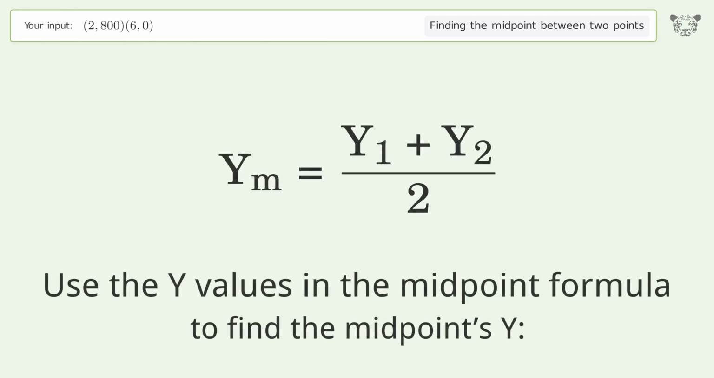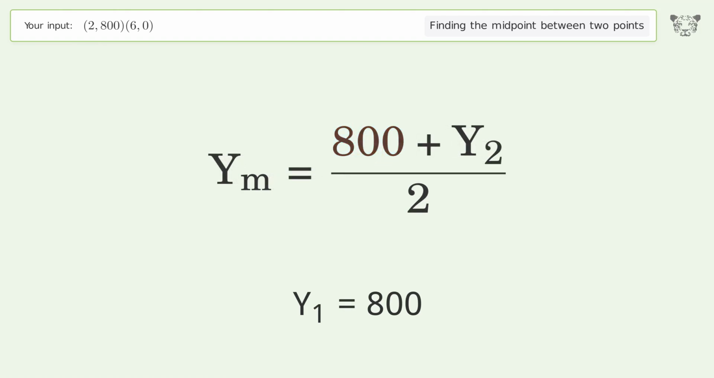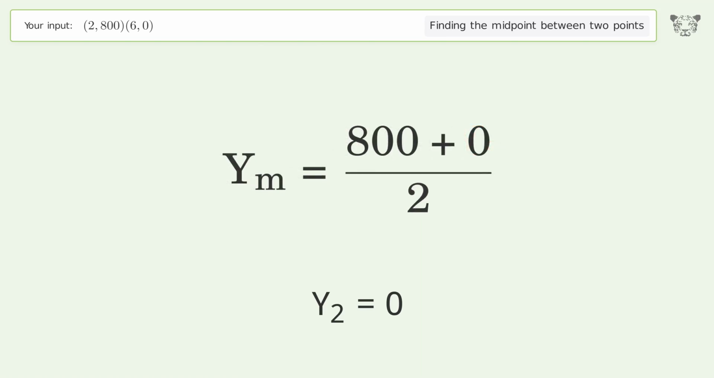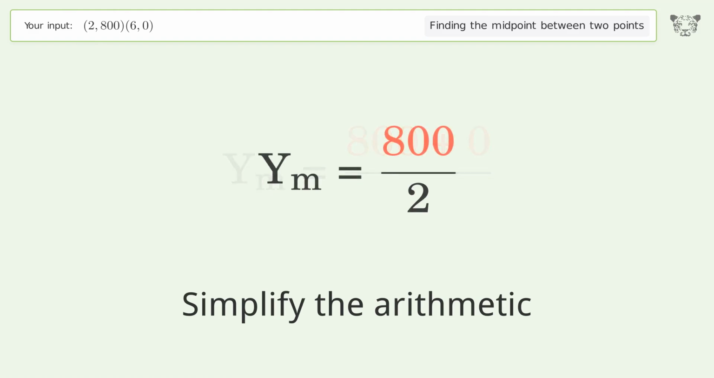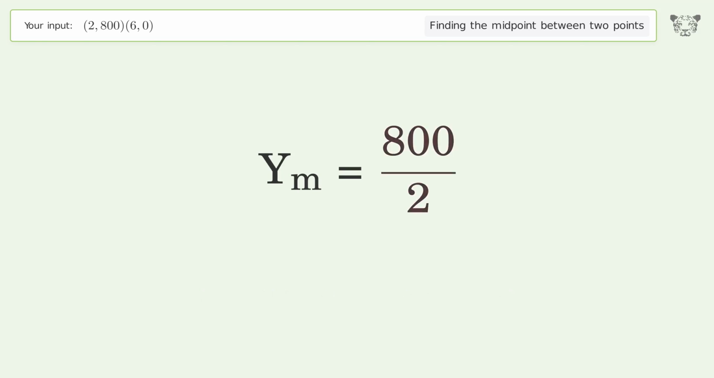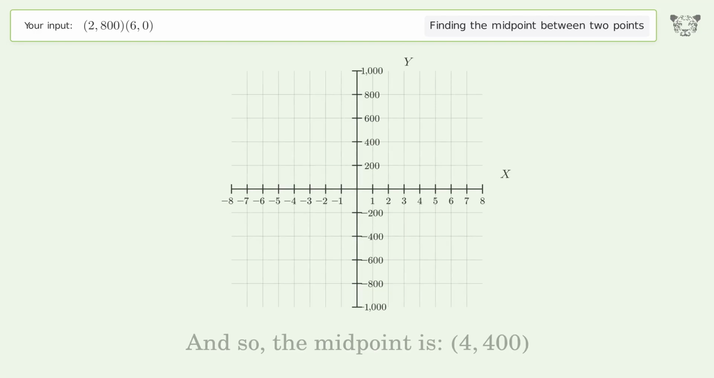Use the y values in the midpoint formula to find the midpoint's y. y1 equals 800. y2 equals 0. Simplify the arithmetic. And so, the midpoint is 4,400.